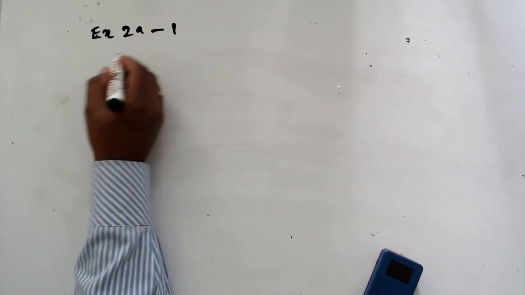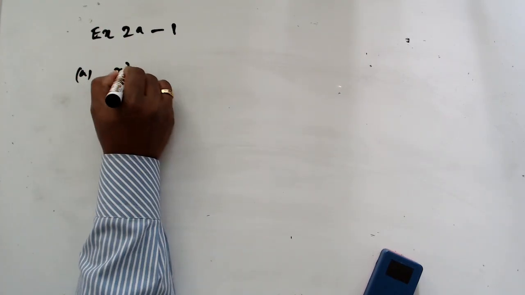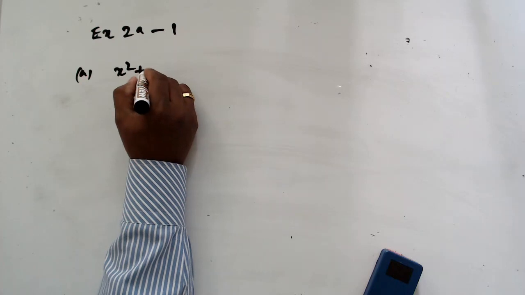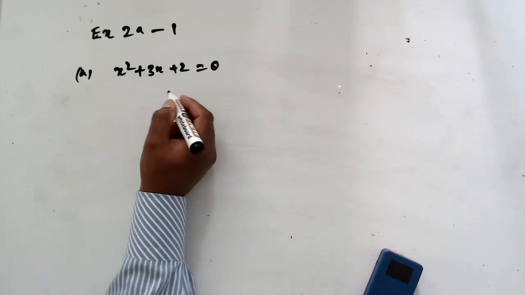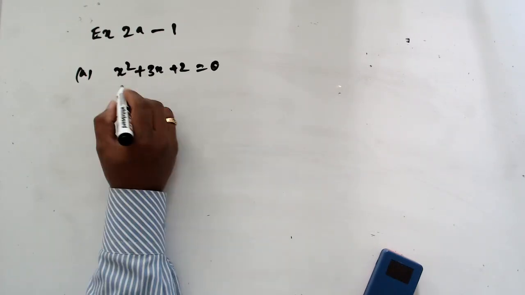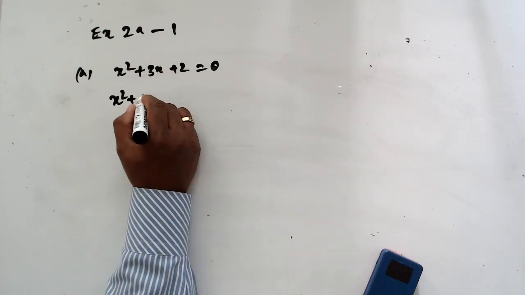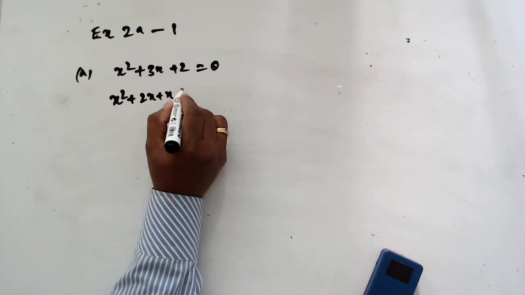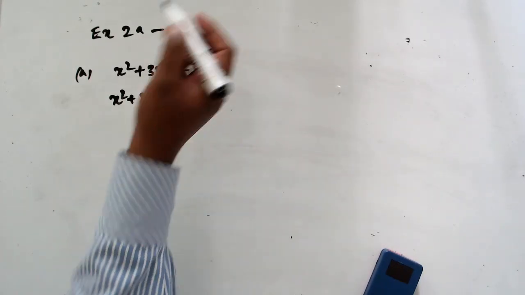Exercise 2a, question number 1. A: x square plus 3x plus 2 equals 0. So we can simplify this one into x square plus 2x plus x plus 2 equals 0.